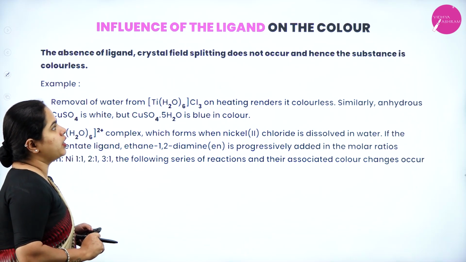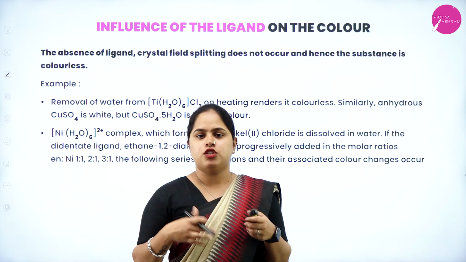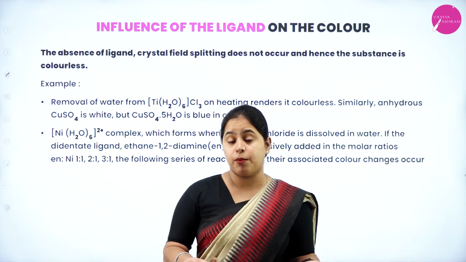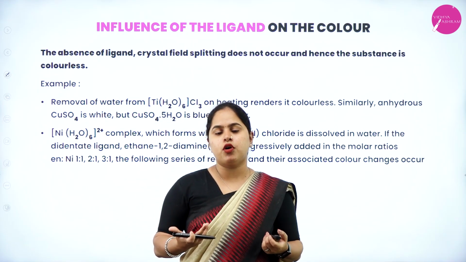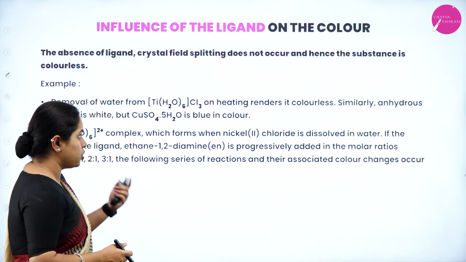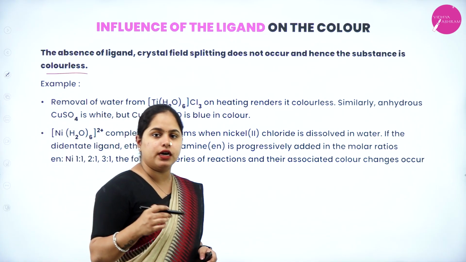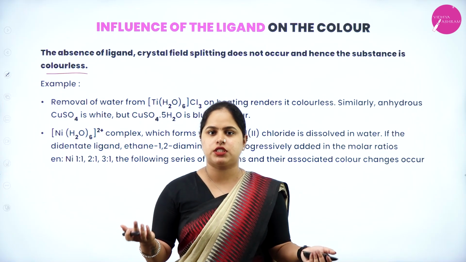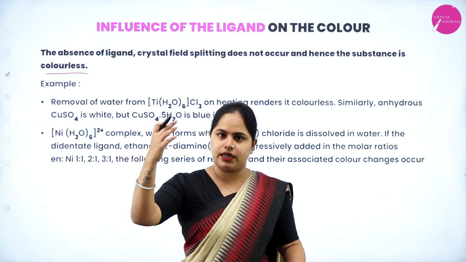Now, the influence of ligands on the color. Are the ligands also important there? The oxidation state of the coordination compound is necessary; if the number of d electrons changes, the color changes. That is all okay, but are ligands important? Let's see. In the absence of ligands, crystal field splitting does not occur, and hence the substance will be colorless. So ligands are of course important here. If there are no ligands, there will be no crystal field splitting. Because of the presence of ligands, either strong or weak, the splitting will take place, right?